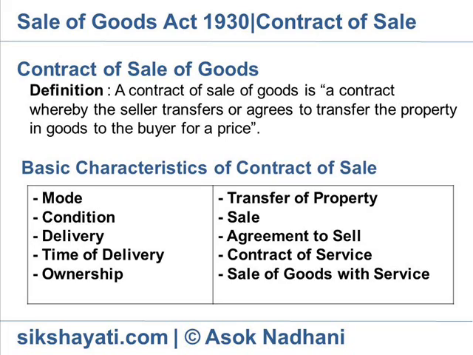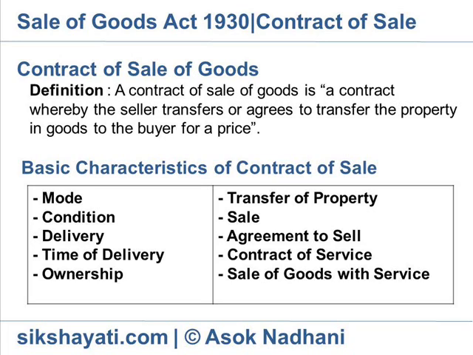Example: on 15th January, X agrees to sell his refrigerator to Y provided his mechanic checks it and approves it. On 20th, the mechanic checked the refrigerator and found it okay. The refrigerator got sold to Y whether or not Y paid for it.